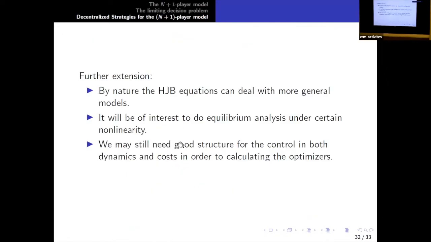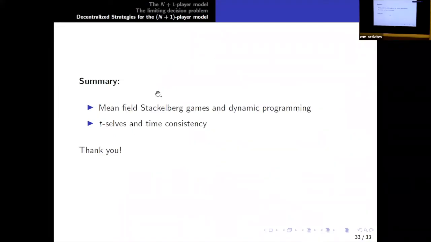For further extension, it will be of interest to include nonlinearity, at least in the cost. In order for this to be doable, we would still need some restriction on the structure. Otherwise the calculation of the optimizers will be very complicated. So to finish, in this talk, we consider mean-field Stackelberg games, and adopt a dynamic programming approach.